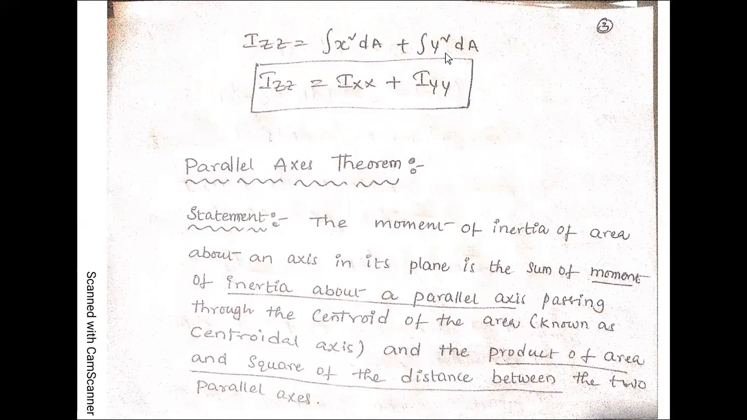So this is y square dA. Y square is the distance between the horizontal axis, that is the x axis, and the central gravity of the object or differential element. So distance square into area. So this is Ixx and this is Iyy. So Izz is simply Ixx plus Iyy. So this statement is the perpendicular axis theorem.